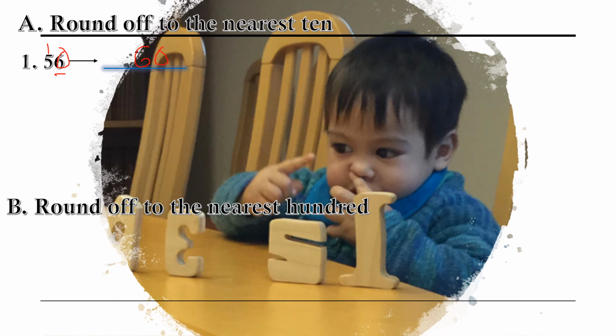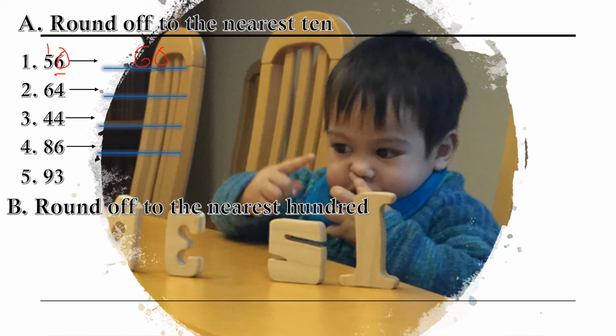Understand? Can you do the rest of the exercises for me, children? Just remember the round down digit and round up digit. Okay? If it's round down, just retain the number and change the number to the right to 0. And if it's round up, add 1 to the rounded number and change the digit to the right to 0.